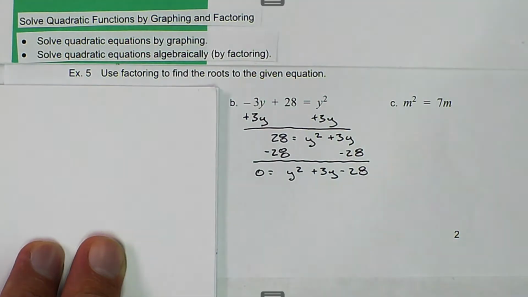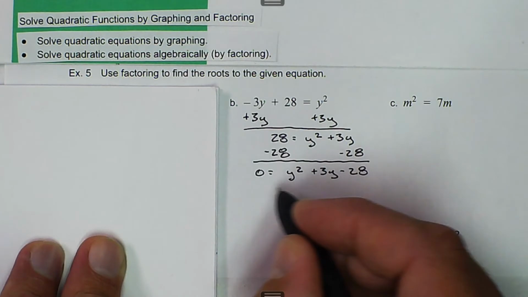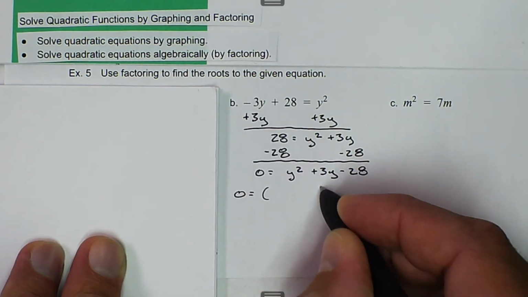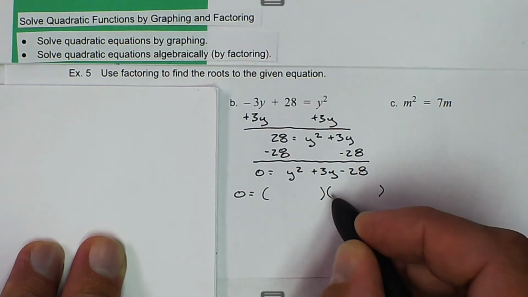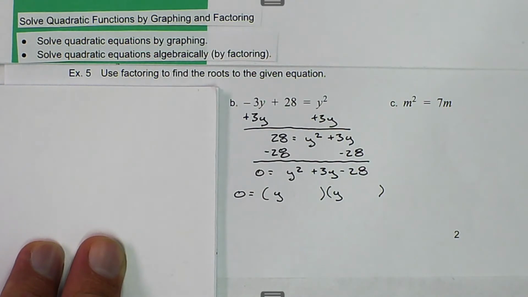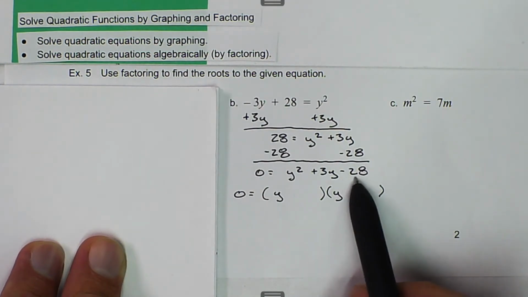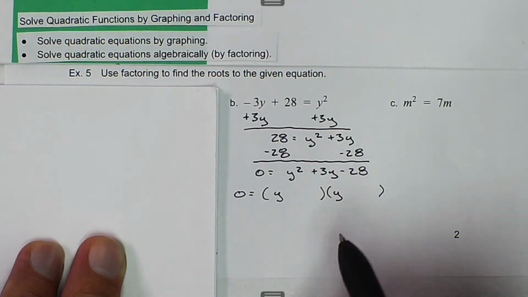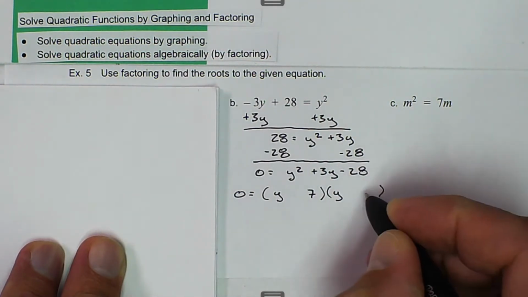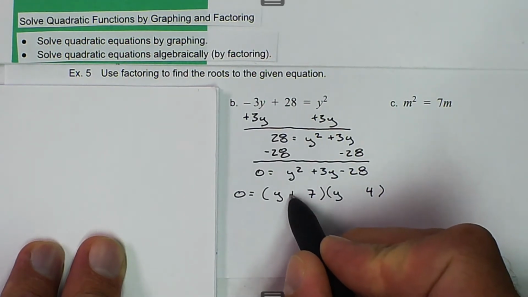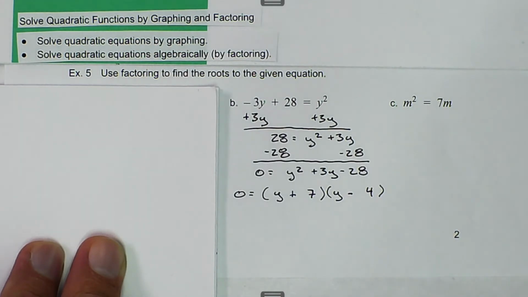So then we can factor from here. And when we're thinking about this, we still want 0 is equal to, and the only thing that we can do to get y squared is say y times y, and we need two numbers that are going to multiply to negative 28 and add to positive 3. We can pick 7 and 4, and it needs to be a positive 3, so positive 7 and negative 4.